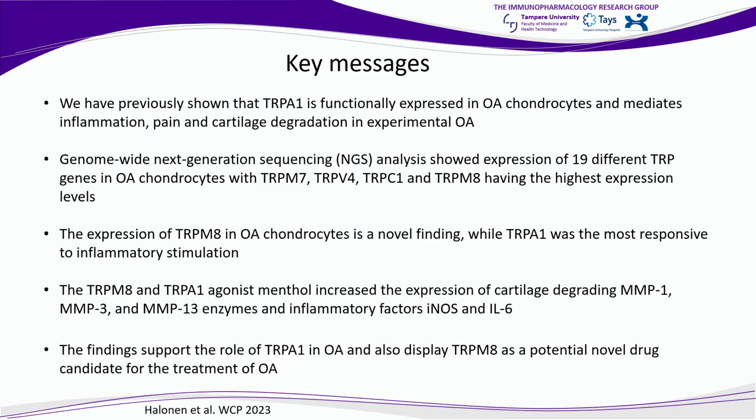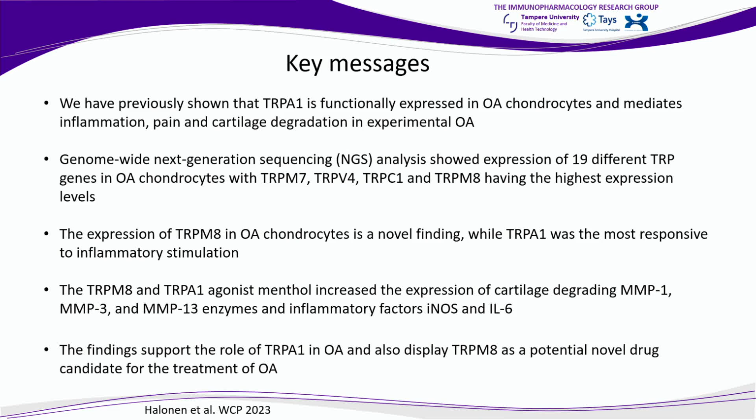So to sum up our results, old news is that we have shown that TRPA1 is expressed in OA chondrocytes, but now we have also shown the expression of 19 other TRP channels in chondrocytes, with TRPM7, V4, C1, and M8 having the highest expression levels. To my knowledge, the expression of TRPA1 in primary human chondrocytes has not been described in literature before, and TRPA1 was found to be most responsive to inflammatory stimulation.